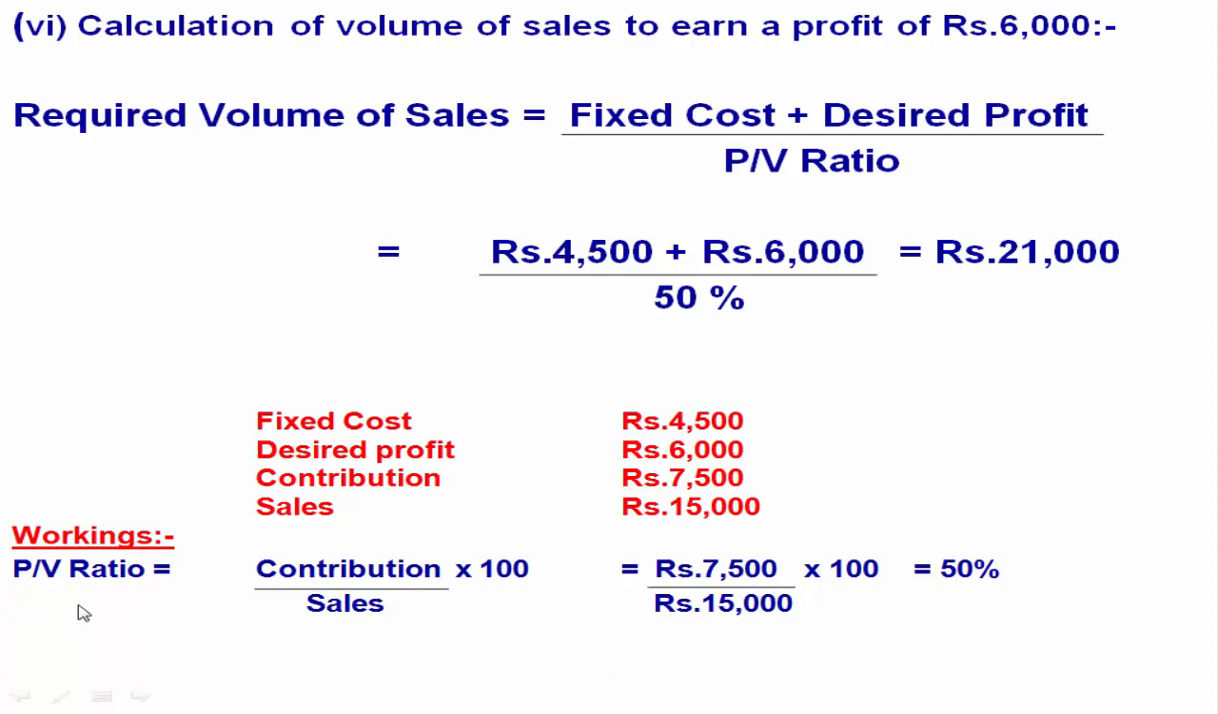PV ratio is equal to contribution divided by sales into 100. 7,500 divided by rupees 15,000 into 100. That is 50%. Okay, come to the solution. Rupees 4,500 plus rupees 6,000, the total divided by 50% is equal to rupees 21,000. Rupees 21,000. It is the required volume of sales to earn a profit of rupees 6,000.